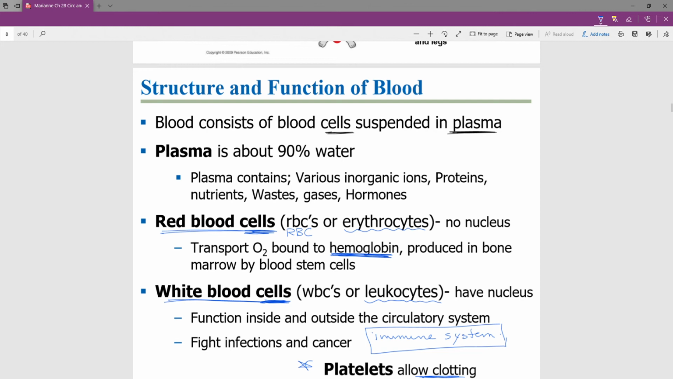So the extracellular matrix is plasma, and plasma is mostly water and stuff dissolved in that water. So it contains various inorganic ions. That would be anything not containing carbon, the other C word. Proteins would also be dissolved in it, nutrients, wastes, gases, oxygen and carbon dioxide, and hormones. So basically all of this stuff is dissolved in water, and that's really what plasma is. It's mostly water with some things dissolved in it.